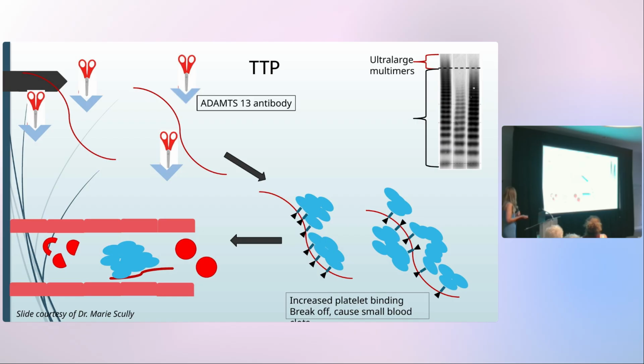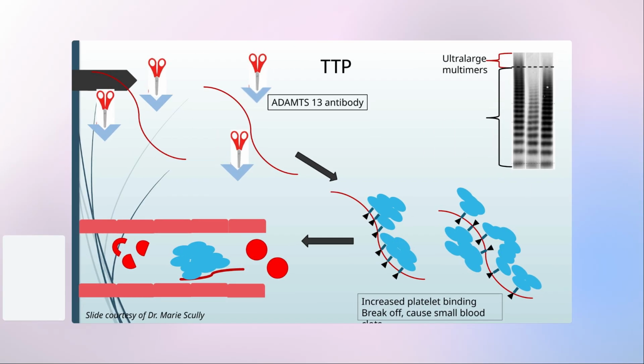These small blood clots then go into the microvascular system, and red cells, which are the red circles there, cannot adequately pass through these vessels. They get sheared, which leads to the schistocytes that are seen on slides or blood smears. And this is what leads to anemia when the patient presents, what we call microangiopathic hemolytic anemia.